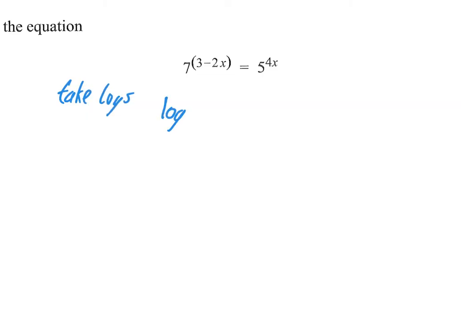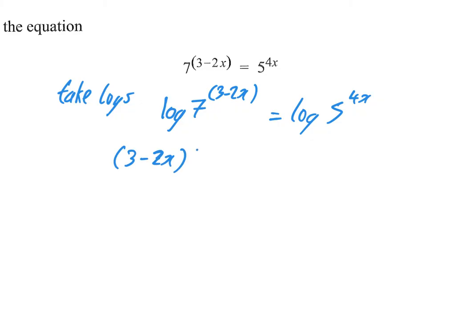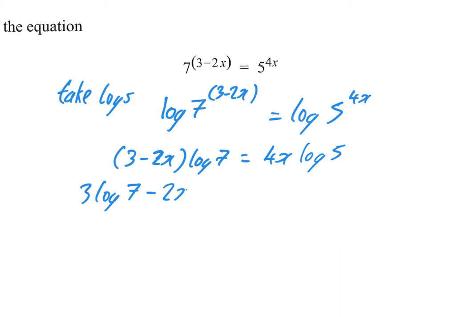So I'm just using the base 10. So log 7 to the power of 3 minus 2x is equal to log of 5 to the power of 4x. And then again, by using your third rule of logs, that's 3 minus 2x times log 7 is equal to 4x times log of 5. And then multiplied, you'll have 3 log 7 minus 2x log 7 is equal to 4x log 5.